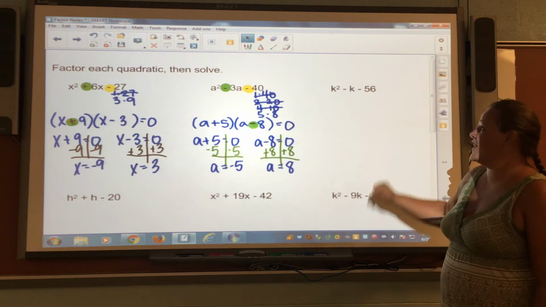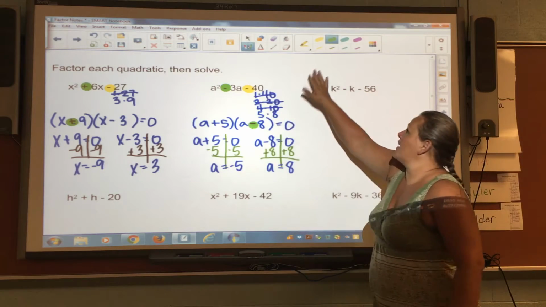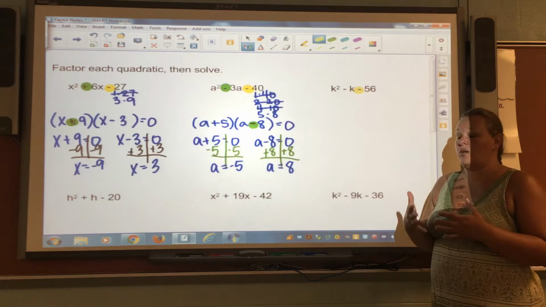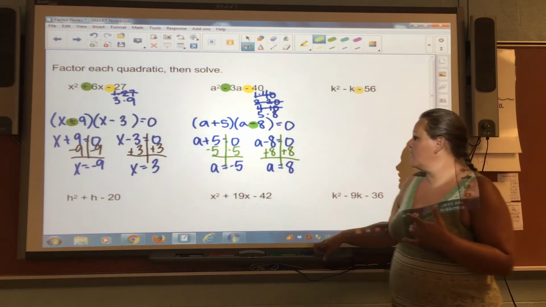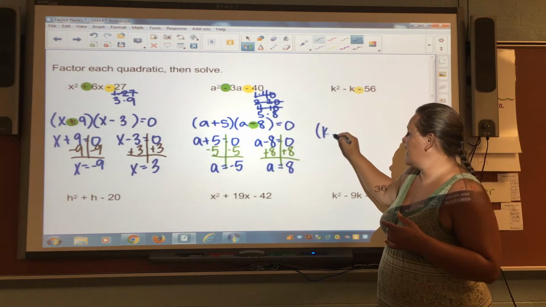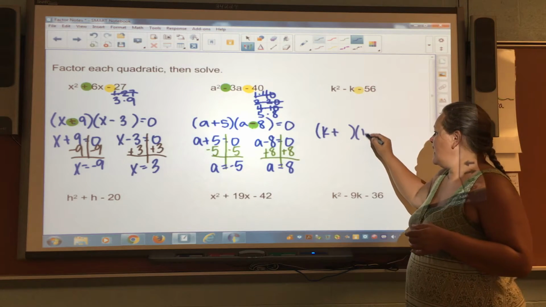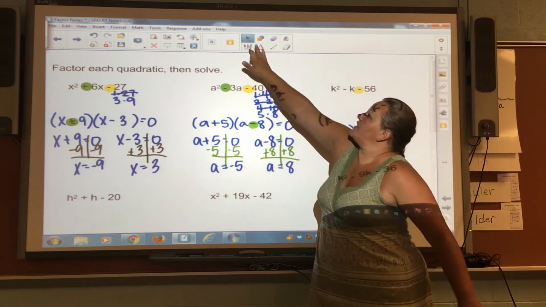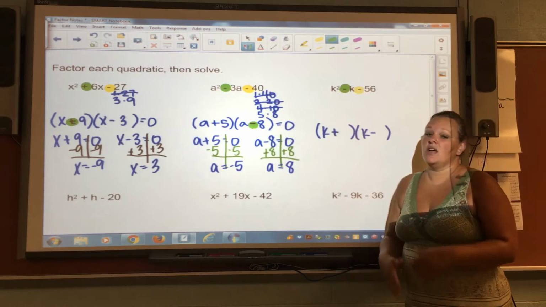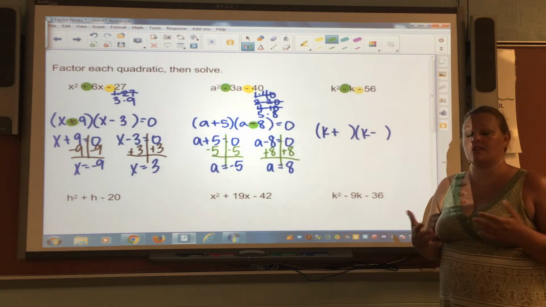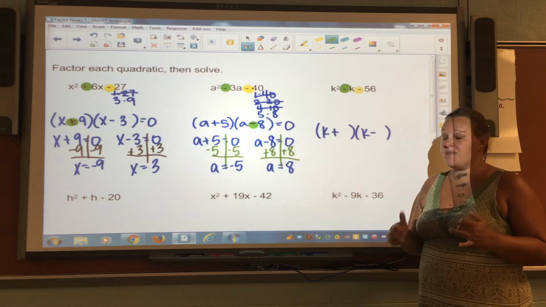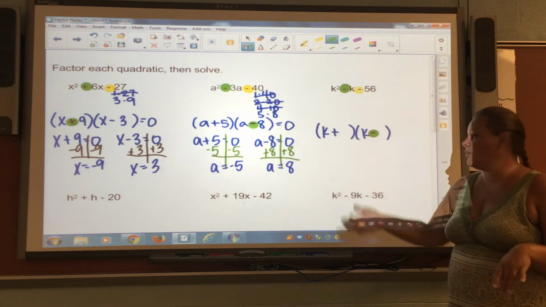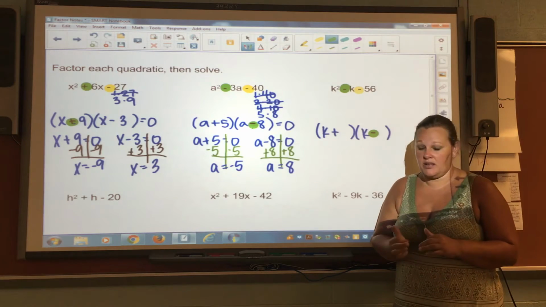All right, so the last one, again, we look at our last symbol as a minus, so that means that our signs have to be different. So it is k plus something and k minus something. And the second symbol tells us where our biggest number has to be, because we subtract and we keep the sign of the biggest number. So whatever our largest number is, it needs to go with that minus sign.